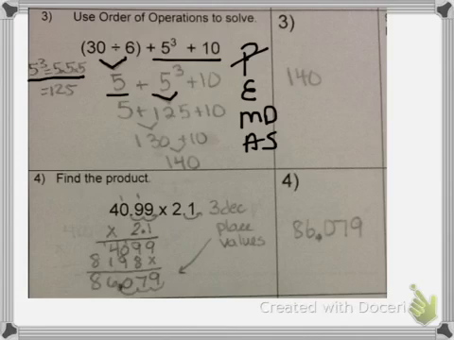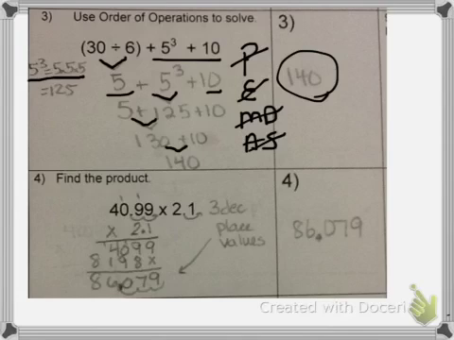So the 5 comes down and the 10 comes down. So we have 5 plus 125 plus 10. There's no multiplication or division. We're left with addition and subtraction, or really just addition, and that has to go from left to right. So 5 plus 125 is 130, and 130 plus 10 is 140.